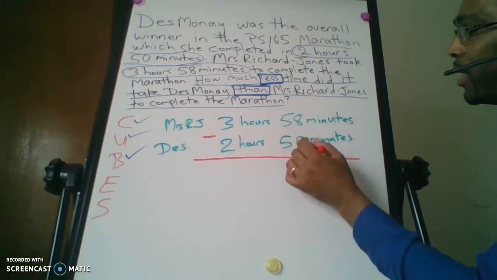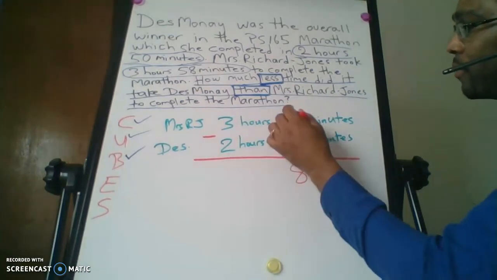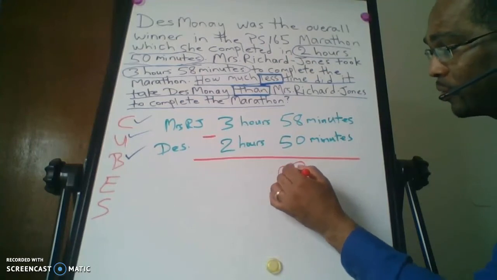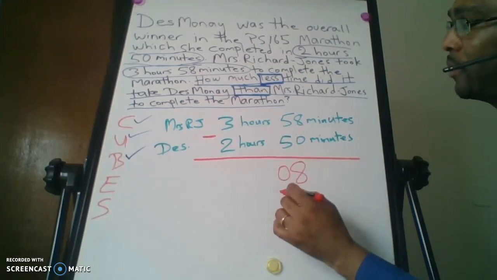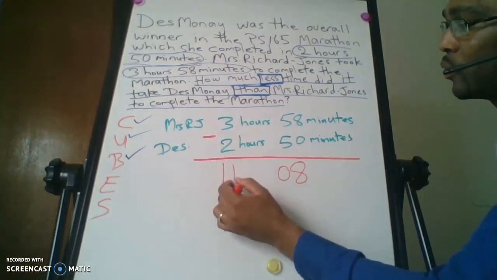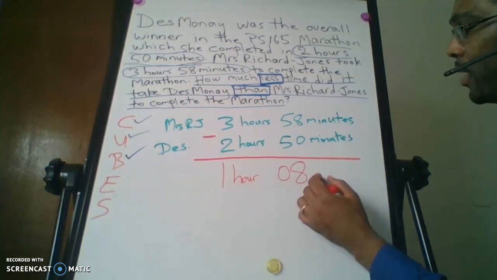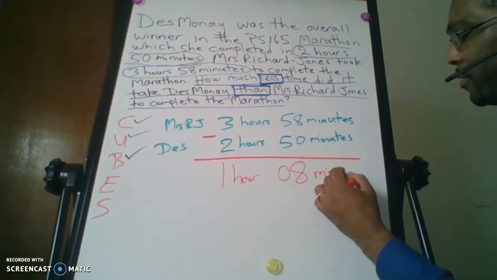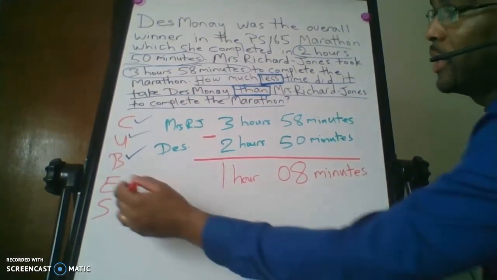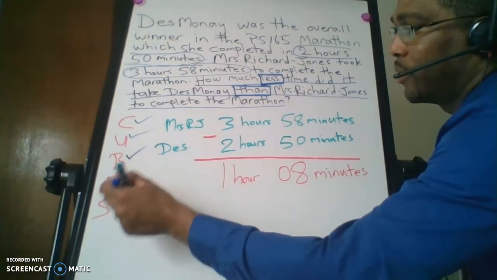I have 8 minus 0, which is 8. 5 minus 5 is 0. I have to put in my 0 here. And 3 minus 2 is 1. So I know it's 1 hour and 8 minutes. So I evaluated and solved this simple problem.